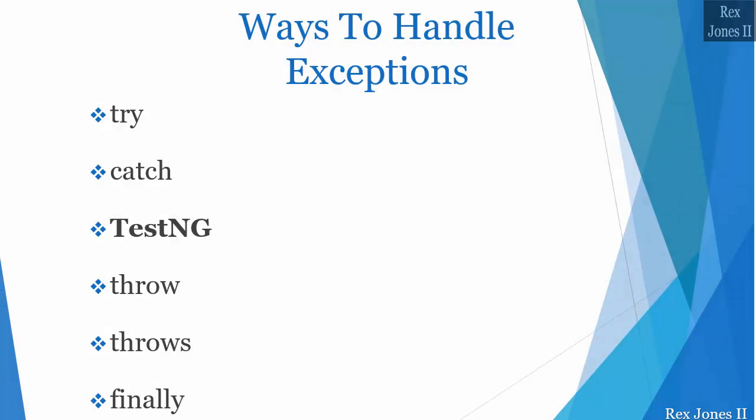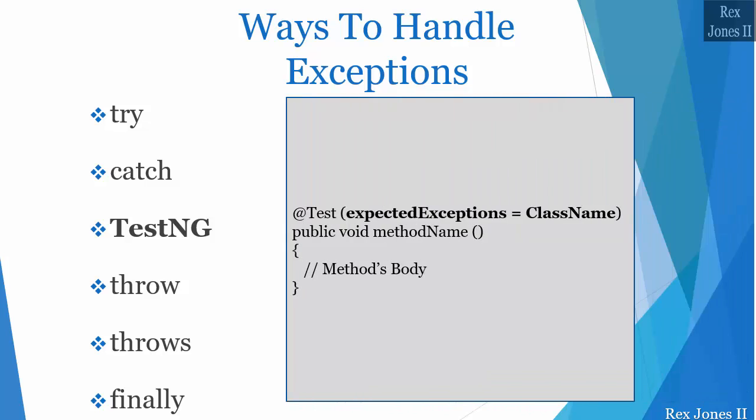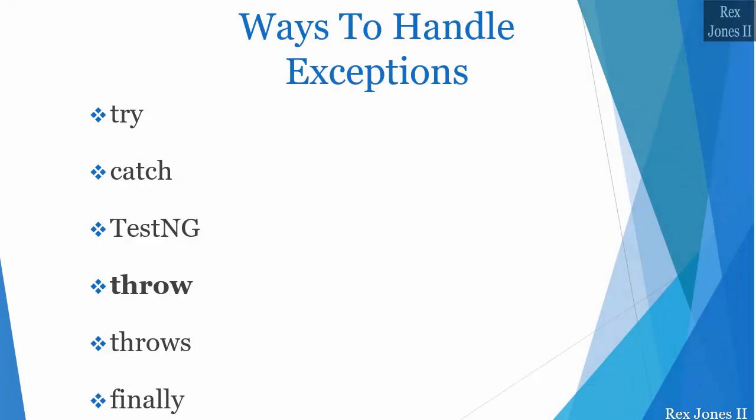We can also handle exceptions using the test framework, TestNG. There is an attribute called expectedExceptions for the test annotation. All we need to do is pass in one or more classes. The purpose is to list exceptions that a test method is expected to throw. So far, up to this point, we have caught exceptions created automatically by the JVM.